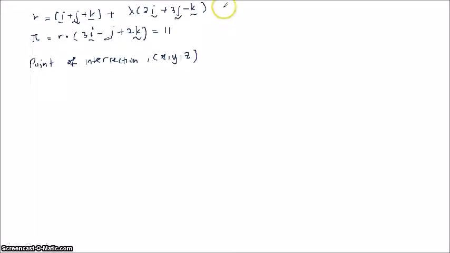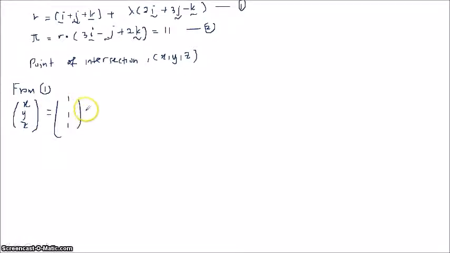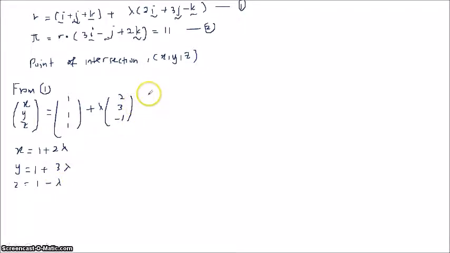So I start from the equation of the line first, which I denote as equation 1. So from equation 1, r is any point, so its vector is x, y, z vector. So a is ijk, so it's 1, 1, 1, and then plus the lambda. And then the vector is 2, 3, negative 1. And then we're comparing, so we get x equal to 1 plus 2 lambda. And then y equals to 1 plus 3 lambda. And the last one, z equals to 1 plus, minus lambda.